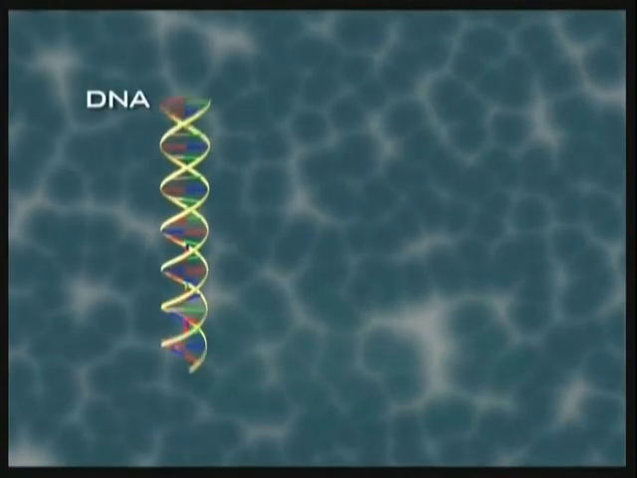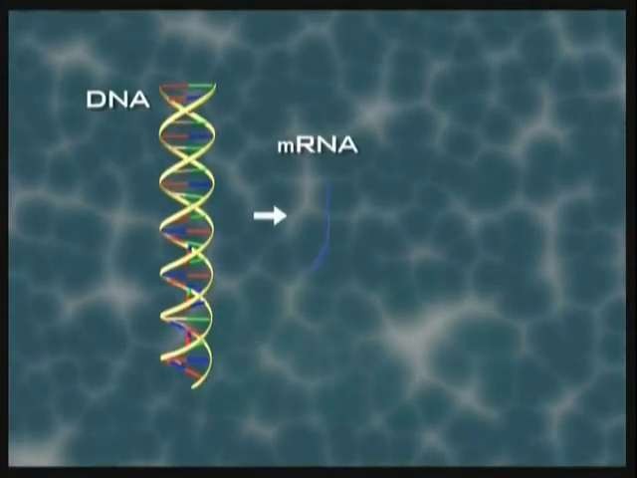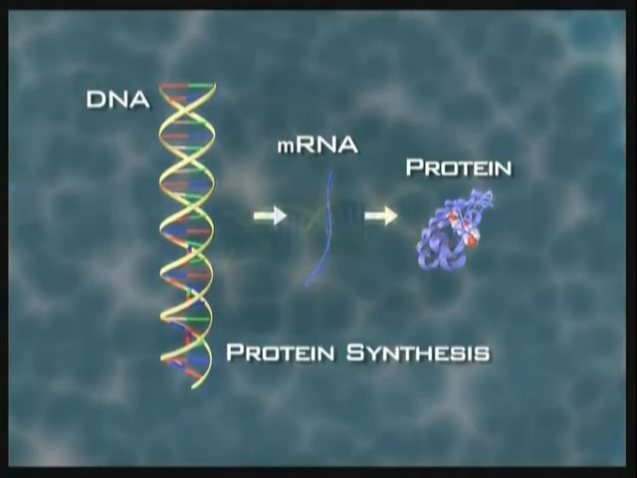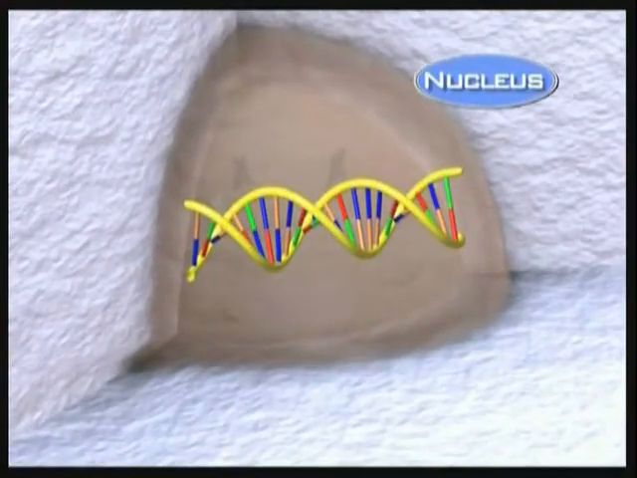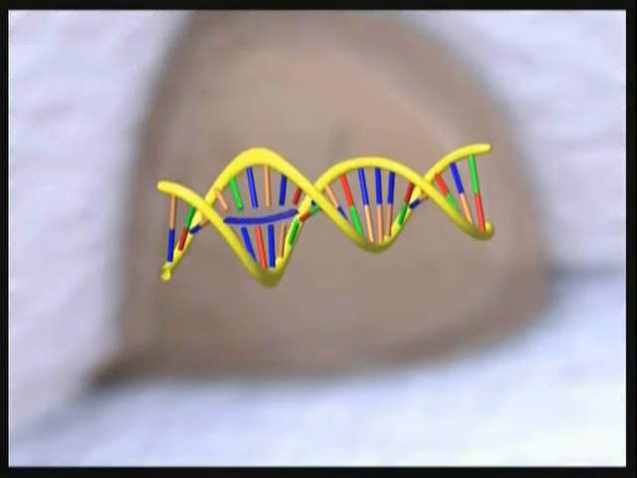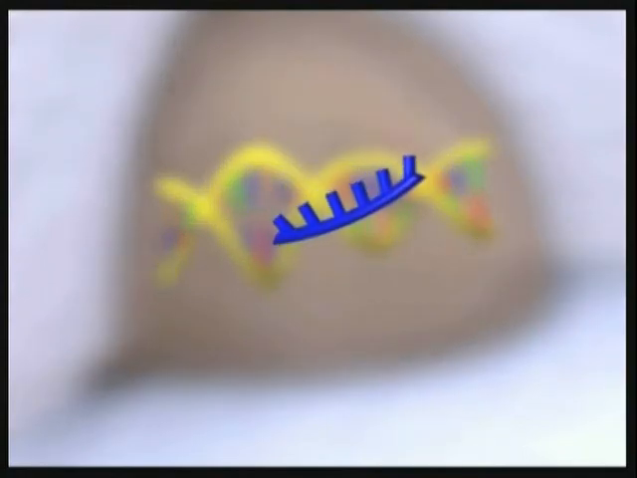The process of reading the DNA instructions and building the protein they describe is called protein synthesis. It starts in the nucleus where the DNA is untwisted, then read and copied into a strand of messenger RNA, or mRNA. We call this transcription.